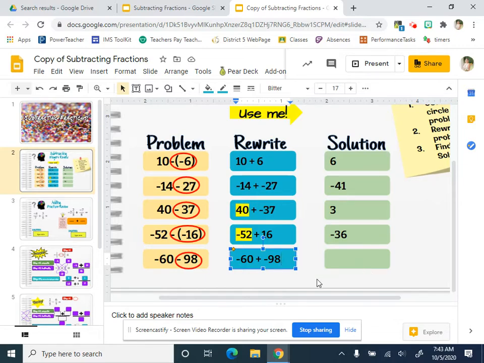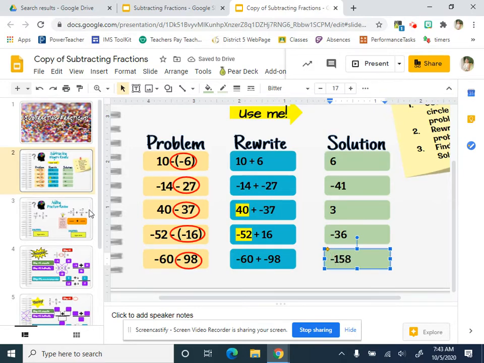Also, you can keep doing keep, change, change if you want. Keep the first number the same, change subtraction to addition, and change that second number to whatever the opposite is. Okay, so here I have 2 negatives, so they have the same sign. If they have the same sign, I add. So you get 158, and they're both negative, so you keep the negative.